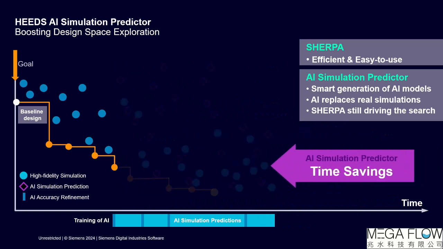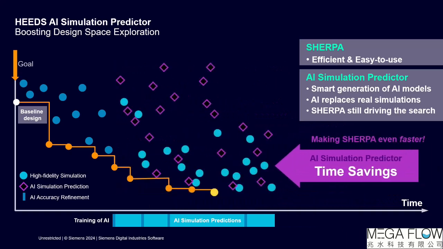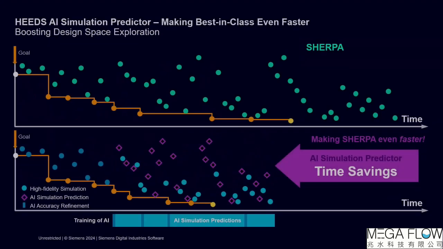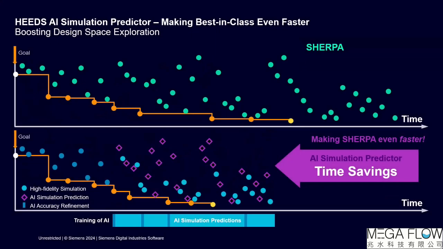Why is this? Because now, instead of all designs that make up the optimization budget being evaluated with a time-costly real CAE simulation model, only a portion of those designs are physically simulated, with the remainder being evaluated instead by a much faster AI predictive model. If we compare the Sherpa-only graphic with that from Sherpa combined with HEEDS AI Simulation Predictor, it can now be appreciated that HEEDS AI Simulation Predictor can make best-in-class even faster.